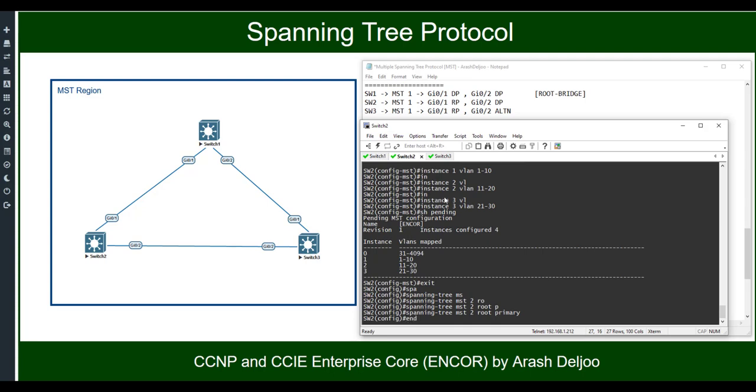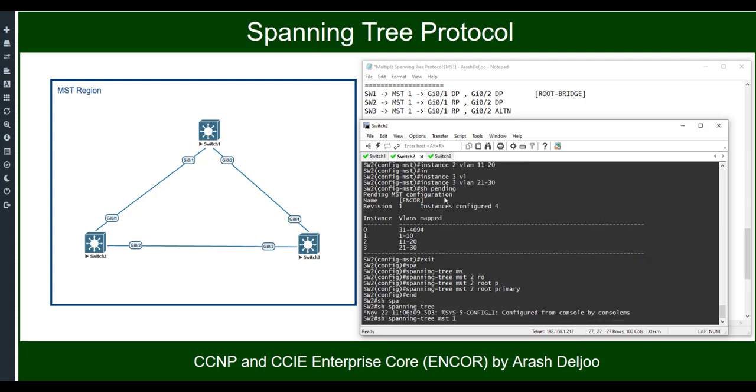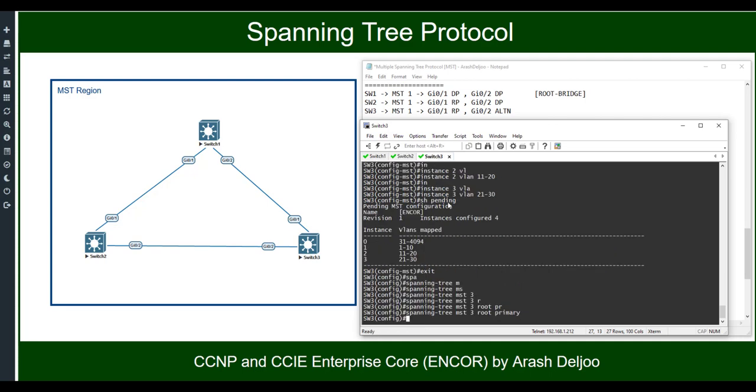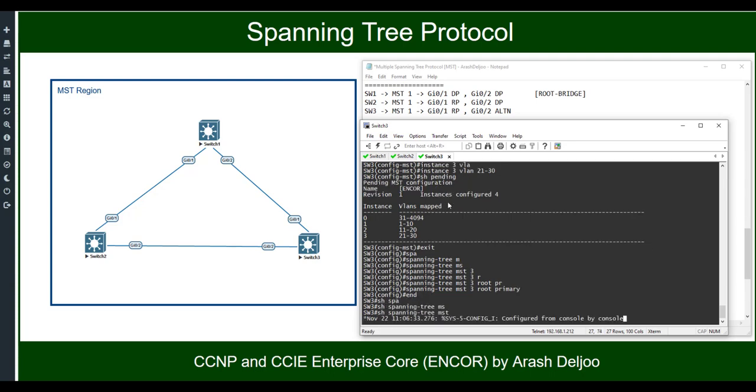Also, in switch 2, show spanning-tree MST1 shows us that again we have VLANs 1 to 10 mapped. This bridge has this BID, this MAC address, and also this priority. Finally, we have this BID, and you can see the information related to the root bridge here. After that, Gigabit 0/1 is the root port, and Gigabit 0/2 is the designated port. It is okay. In switch 3, show spanning-tree MST1.